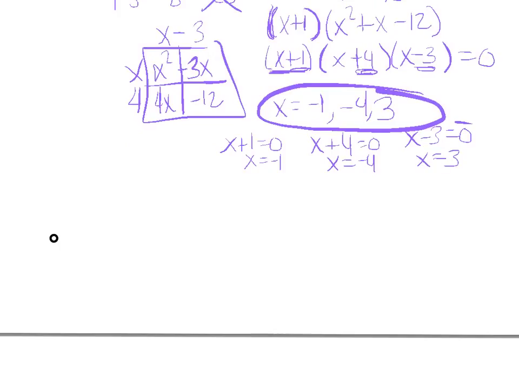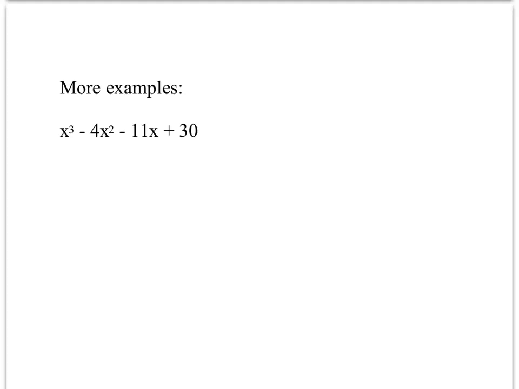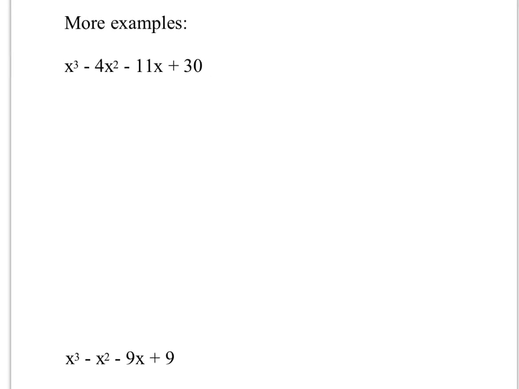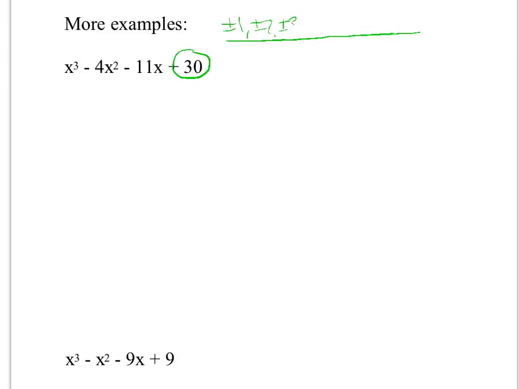All right, let's look at another example. So here we go. I'm going to find my possible zeros. So I make a fraction. On the top are going to be multiples of 30. So 1, 2, 3, 5, 6, 10, 15, and 30. On the bottom, I'm looking at 1 again, so it's just plus or minus 1, which is nice. And so now I'm going to try synthetic division.